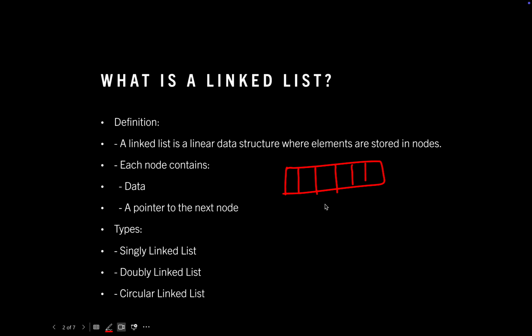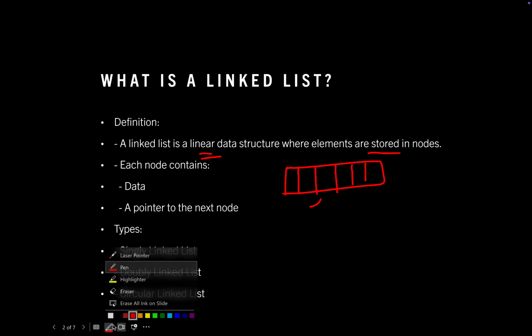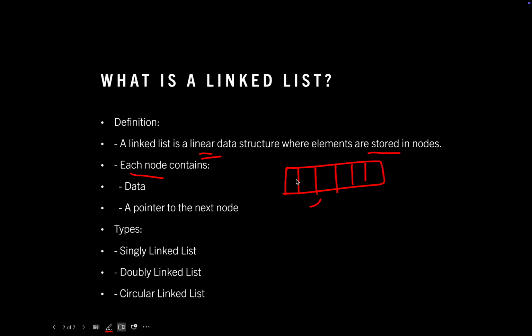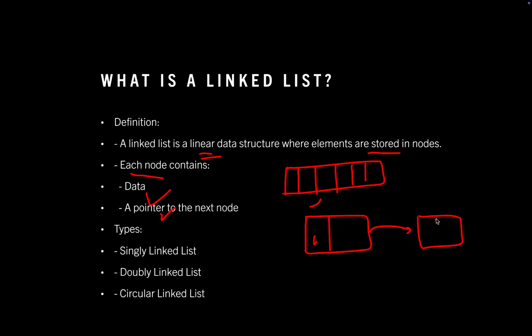This is also linear, but in a linked list the elements are stored in nodes. I will explain in this lecture how things work. Each node, let's say this is the node, has two things. The first is the data which I have written over there, and another is the next pointer. This node is pointing to another node. That's how things work.